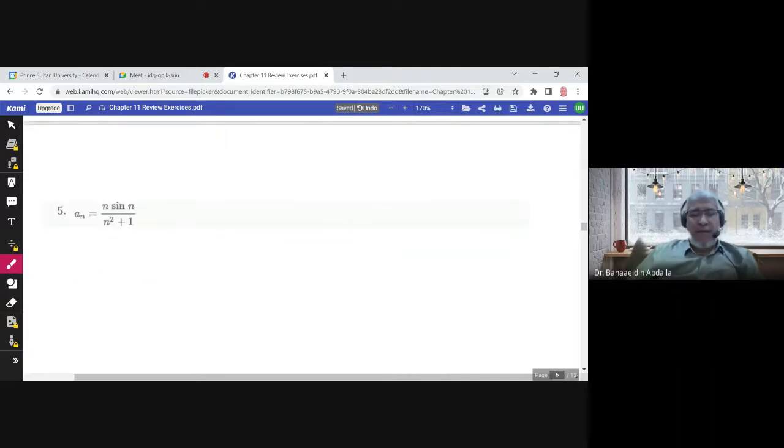I have sine n here, and sine n could be sometimes positive, sometimes negative. But I know that sine n is always between -1 and 1. So if I multiply by n, n is a positive number. It starts from 1 to infinity. And if I divide by n square plus 1, all the sides.